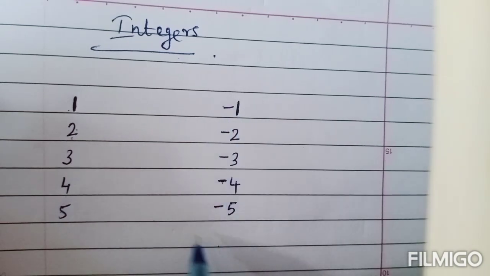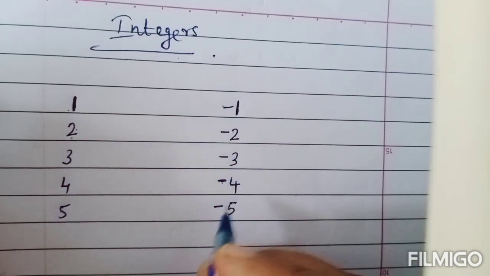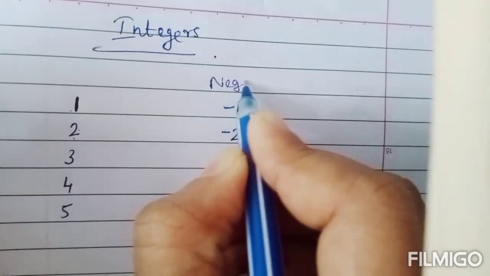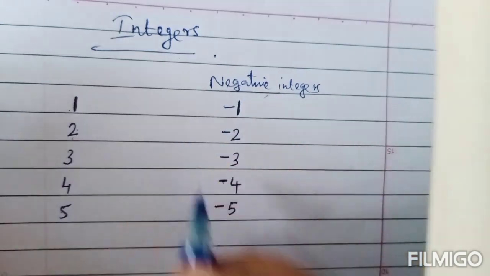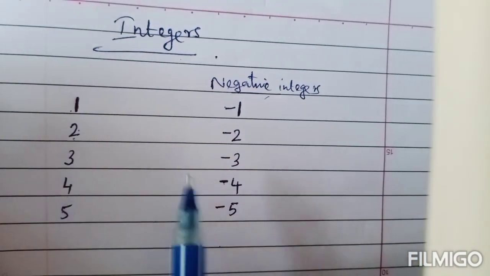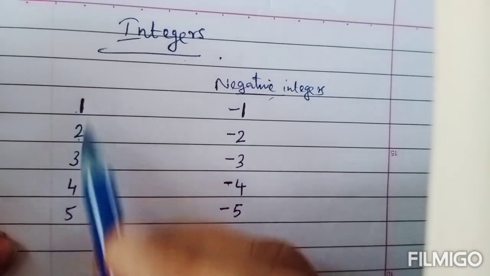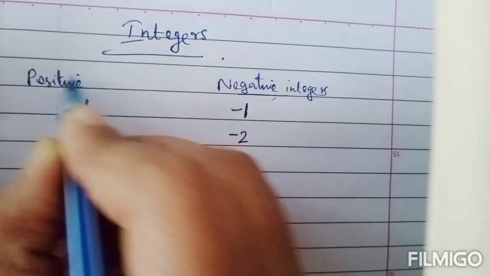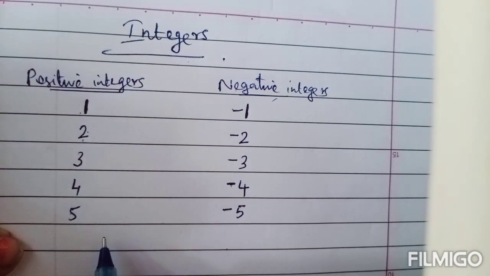Okay, these numbers -1, -2, -3, -4 and -5, and so on. For every natural number, its negative will be there. These numbers are called negative integers. Okay, negative of the natural number, they are called negative integers. Now, these natural numbers, we can say they are positive integers. Okay, all natural numbers, they are positive integers.